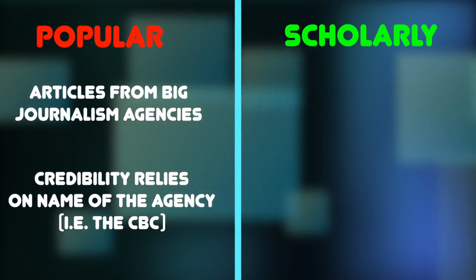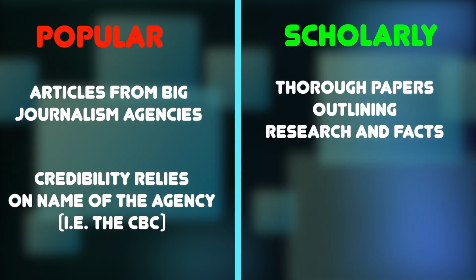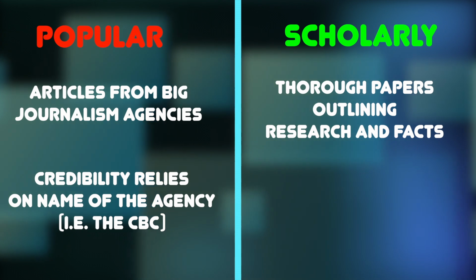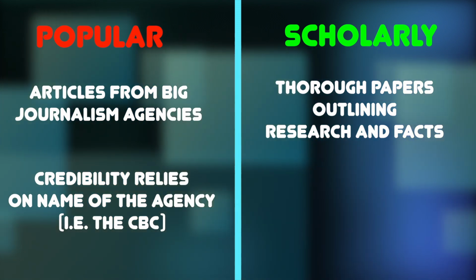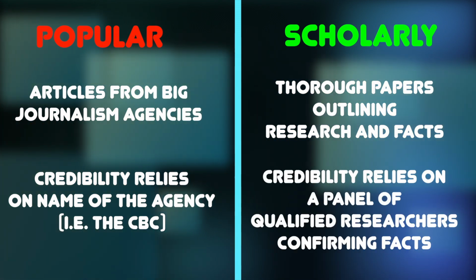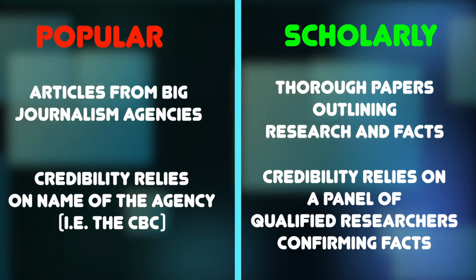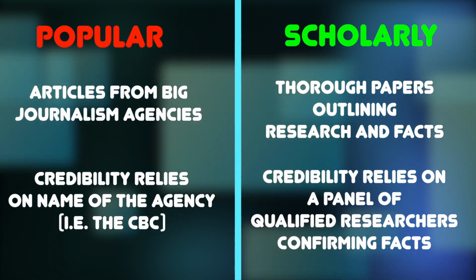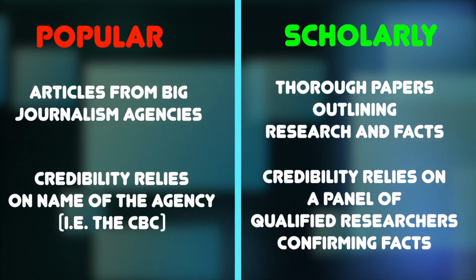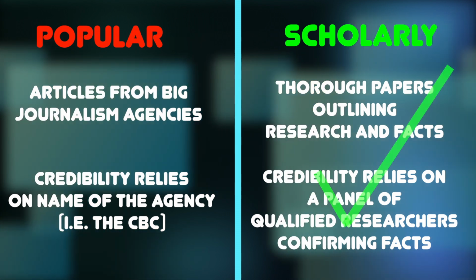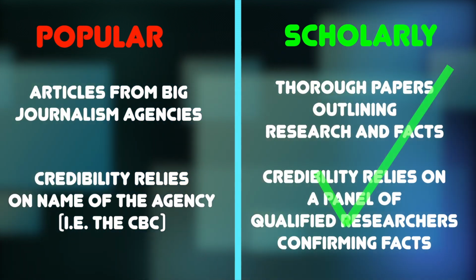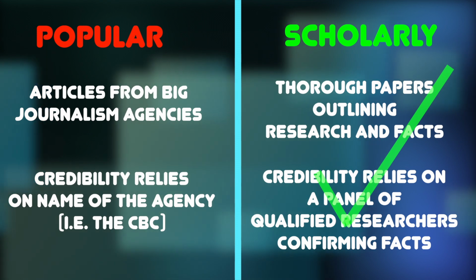Scholarly sources, on the other hand, generally go through the rigorous and thorough process of peer review, where a panel of qualified researchers anonymously critiques and confirms the validity of facts in a paper or study of another or multiple other researchers before they are published. There's nothing wrong with popular sources, but as you can see, scholarly sources are much more credible, and thus you will be highly encouraged to use almost exclusively scholarly material this year. For that reason, I will only be outlining how to select and analyze scholarly sources in this video.